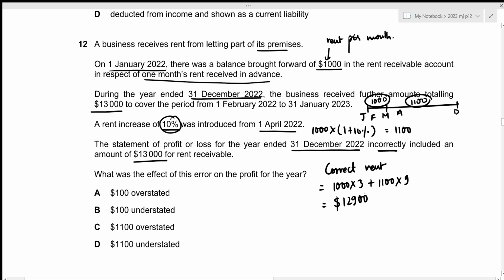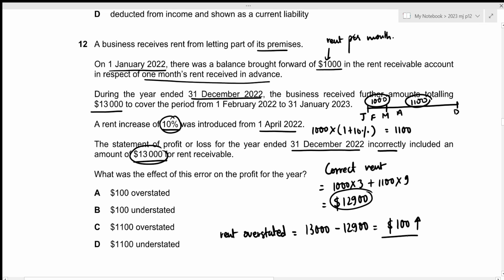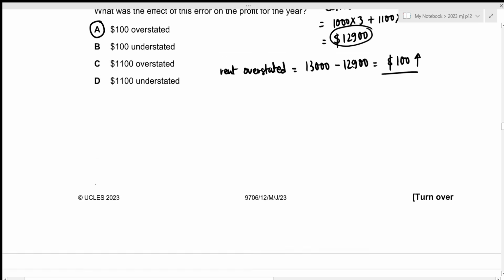So instead of including this amount as our rent receivable, we actually included 13,000, which means our rent is being overstated. So that's 13,000 minus 12,900, which results in 100. So our rent is being overstated by 100. And remember that in this case, the rent is rent receivable. So it's an income. So if our income is being overstated, it just means that our profit will also be overstated by the exact same amount. So the answer that we're looking for is 100 overstated, which is given in option A. Let's move towards the 13th question.